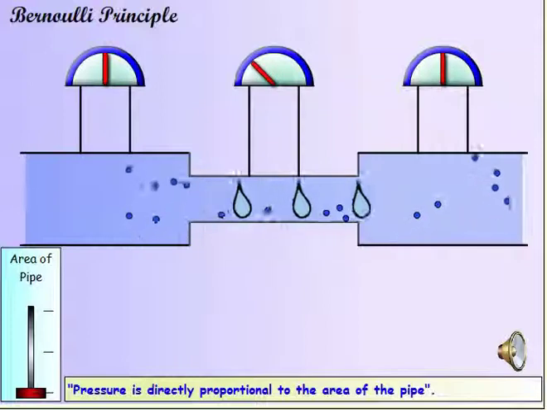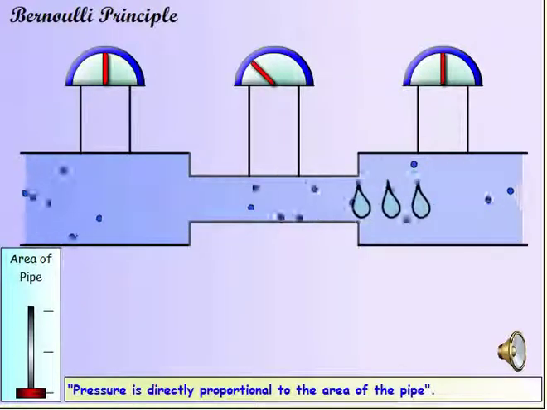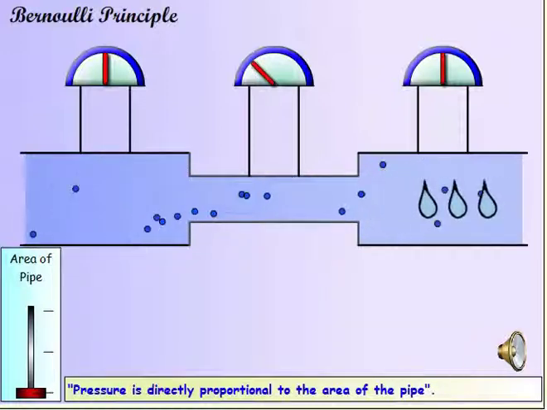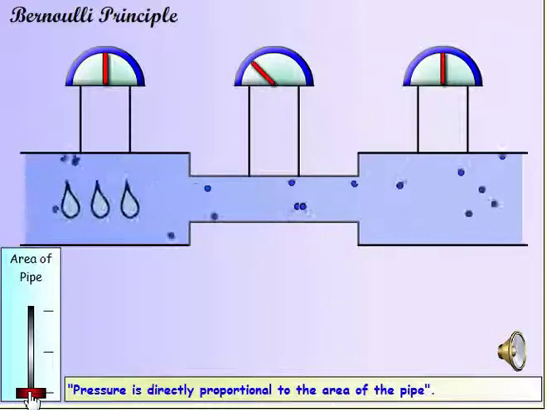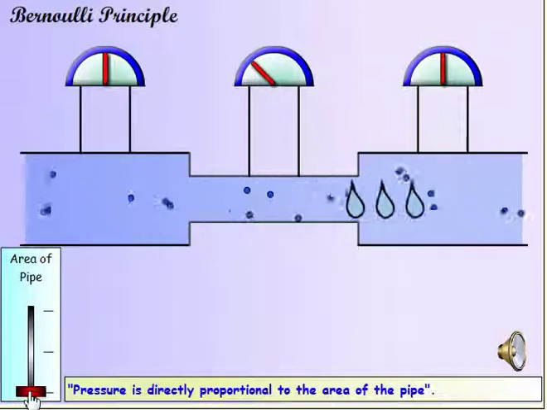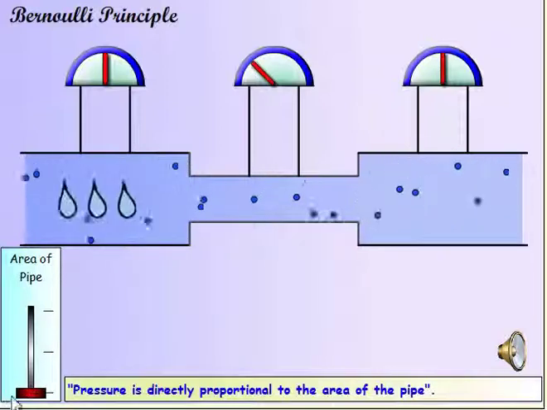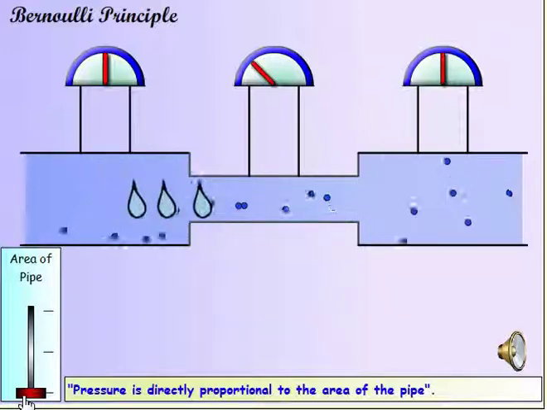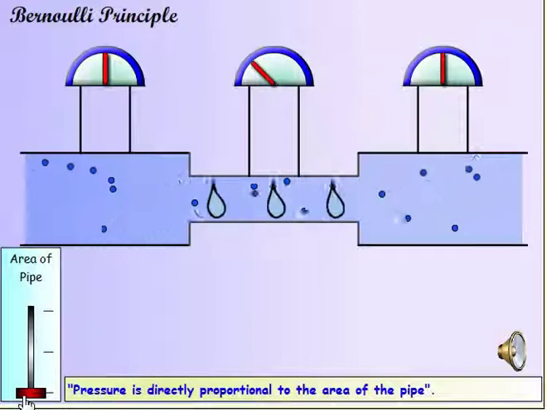Bernoulli's principle is that the area and pressure of a pipe are directly proportional. If the area of a pipe is doubled, the pressure doubles. So, this also means that when the area of a pipe is increased, the pressure increases, but the velocity decreases. Similarly, if the area of a pipe decreases, the pressure decreases, but the velocity increases.